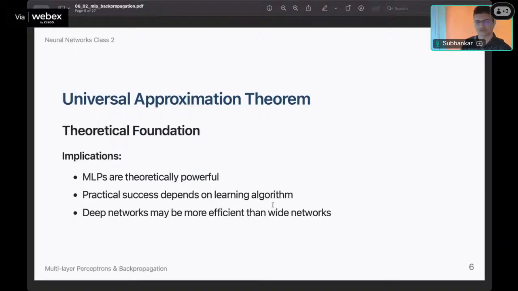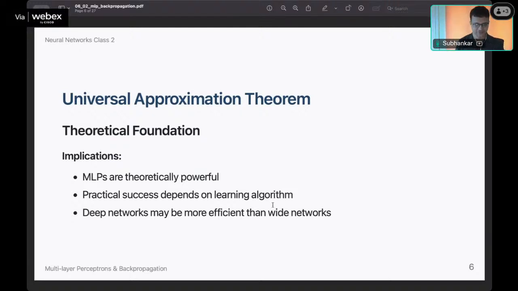But the truth is of course very different from the theoretical answer here. It will depend very much on the learning algorithm that we have, because the term MLP is very generic. The architecture itself can matter, how you train the multi-layer perceptron matters, and the depth can also matter. So the last point is basically that deep networks can be more efficient than wide ones.